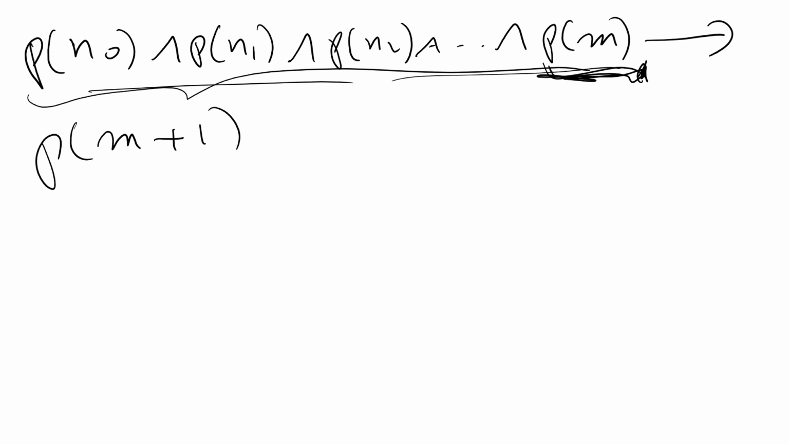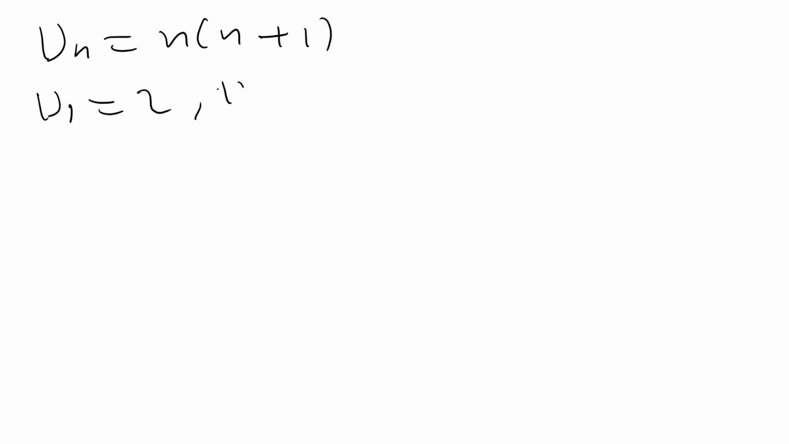Then we go from here, then we prove this, right? Now let us just use that to prove our statement. So again, the statement was u_n equal to n times (n plus 1). We need to show that, and they gave us u_1 equal to 2, u_2 equal to 6, then u_n equal to u_(n minus 1) plus 2n, right?